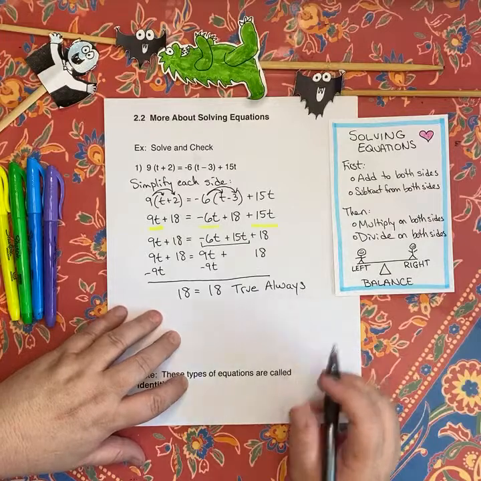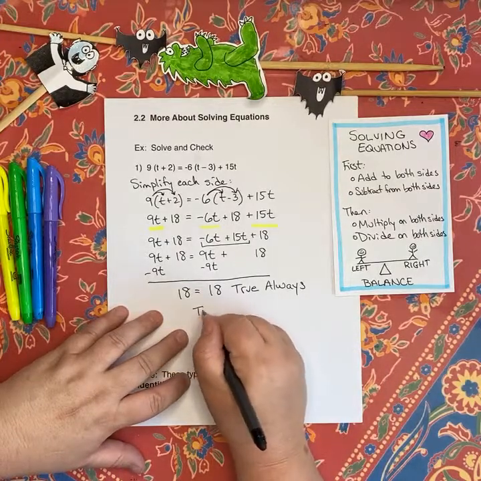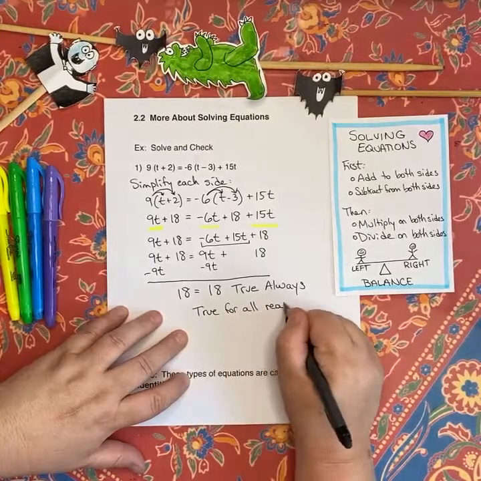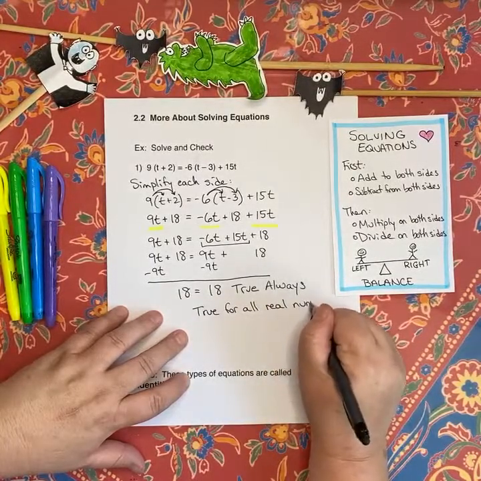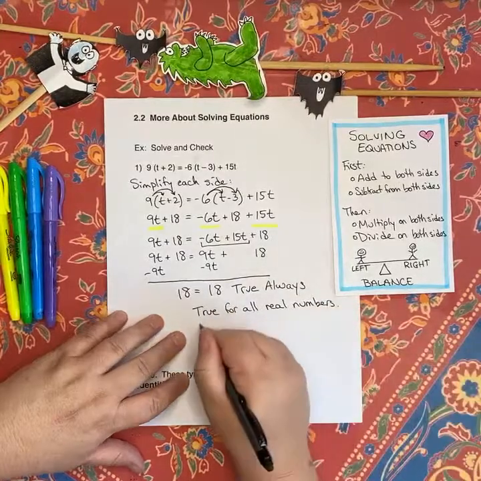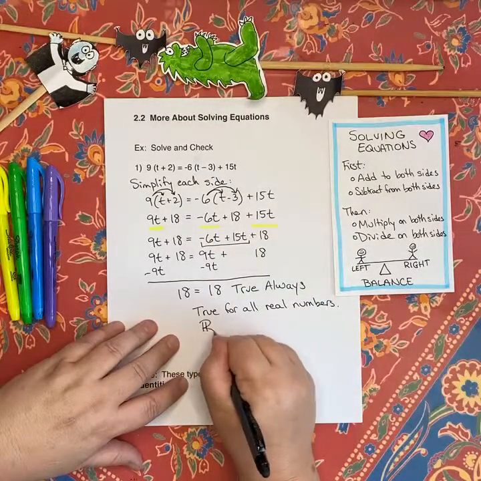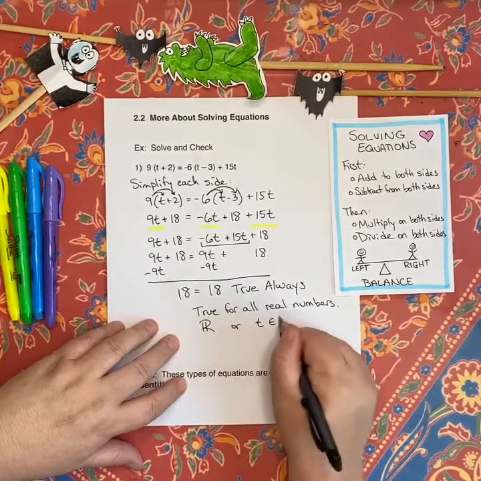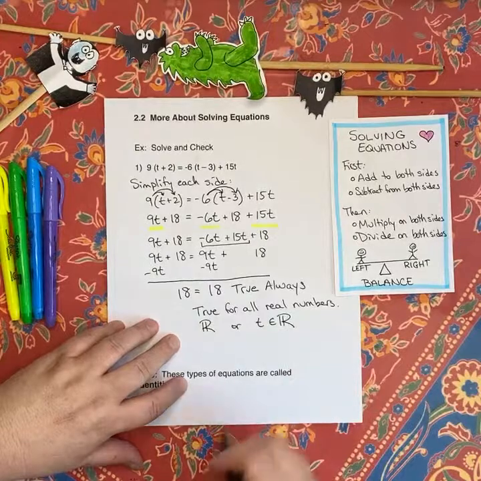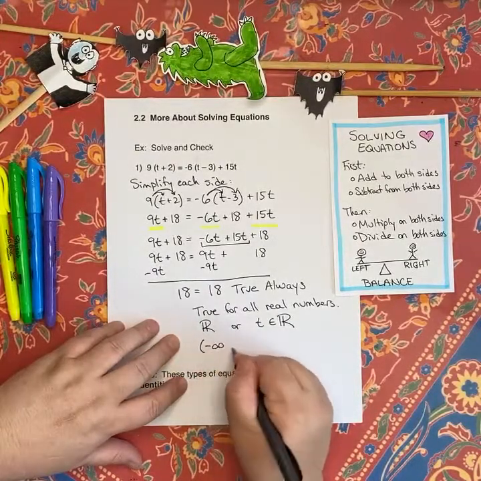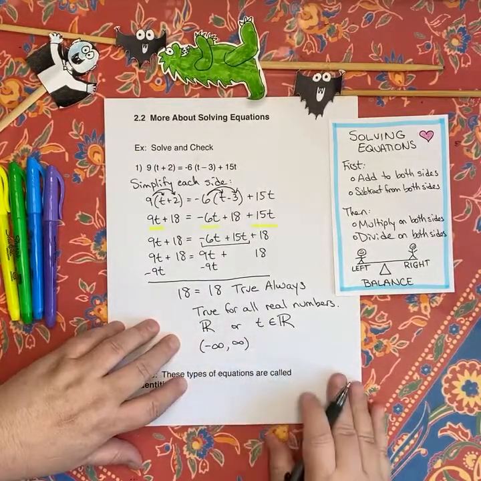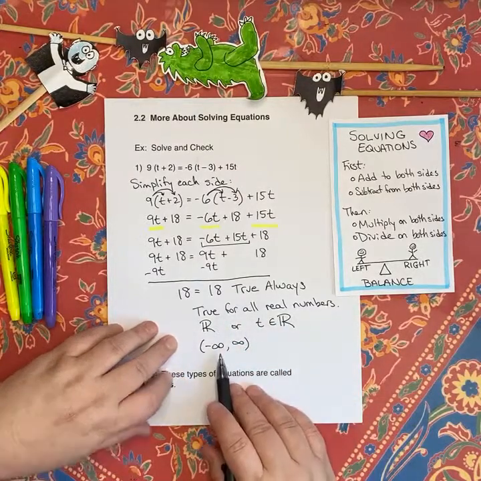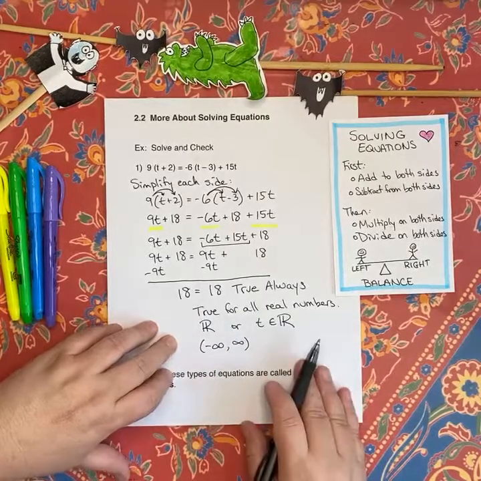And the answer is, you say this is true for all real numbers. Some people will just say the figure for R, or you could say t is an element of R, or you could say the interval from negative infinity to infinity. So these are all ways of describing the same thing. Basically, it is true no matter what you put in it.